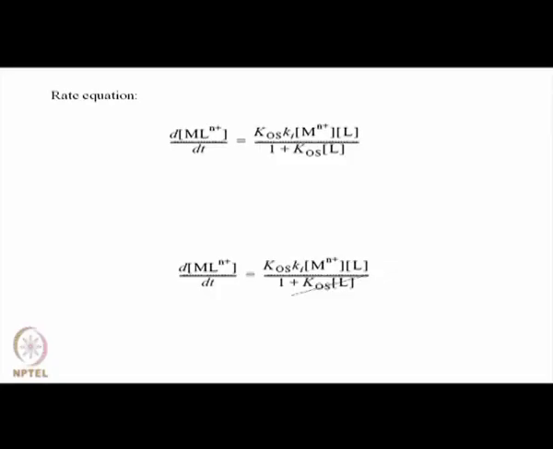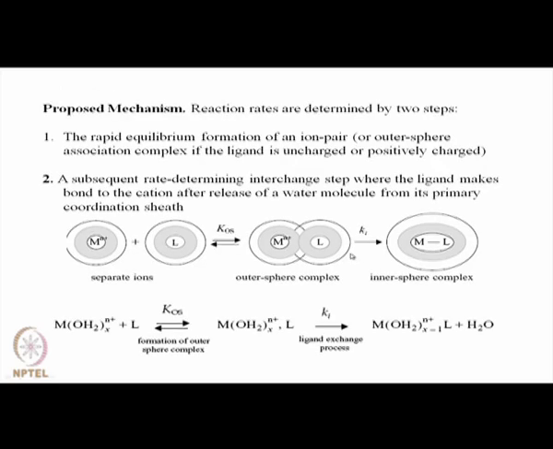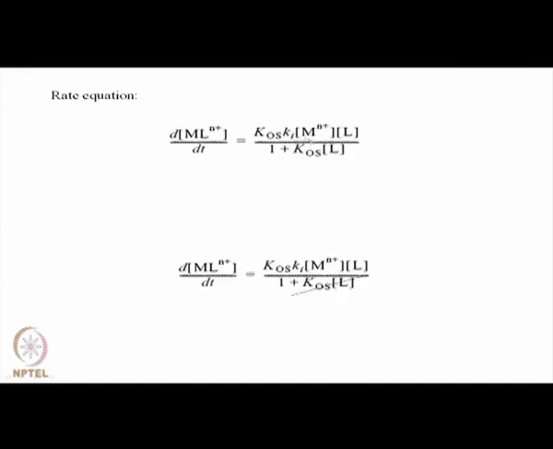Okay. So, the rate equation is this. It is a two-step process, as I talked about while discussing the diffusion control reaction, where we have a similar type of expression: d/dt of [ML n+], that is the rate of change of concentration of this, is equal to K_OS, the outer sphere complexation equilibrium constant, times the interchange ligand exchange rate constant, K_i.